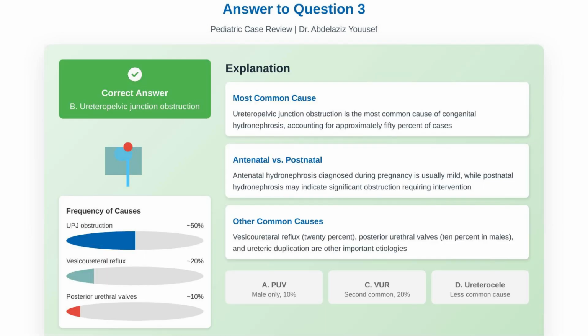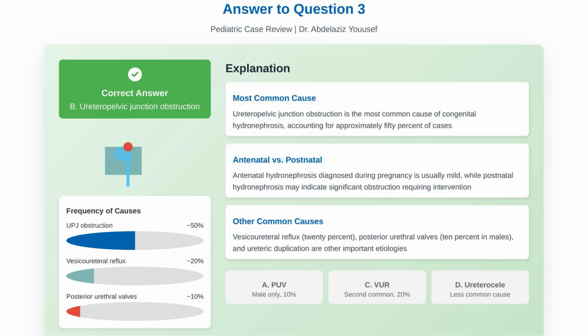The correct answer is B, ureteropelvic junction obstruction. UPJ obstruction is the most common cause of congenital hydronephrosis, accounting for approximately 50% of cases. It results from a functional or anatomical blockage at the junction between the renal pelvis and ureter. Antenatal hydronephrosis diagnosed during pregnancy is usually mild, while postnatal hydronephrosis may indicate significant obstruction.